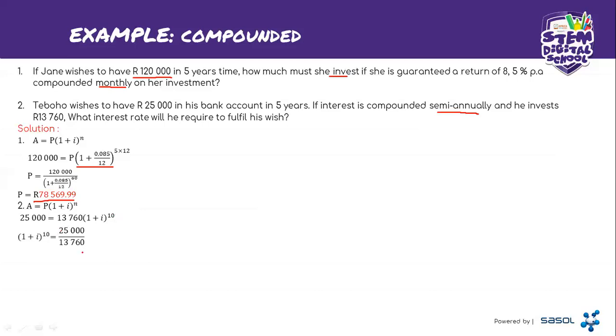And then you are going to divide both sides by 13,760. And then from now, since we're in need of I, we have to get rid of this exponent 10. By doing that, we multiply with the reciprocal, meaning we're going to multiply this 10 with 1 over 10. And then what we did on the left-hand side, we must also do on the right-hand side, okay? And then now we're having this one.